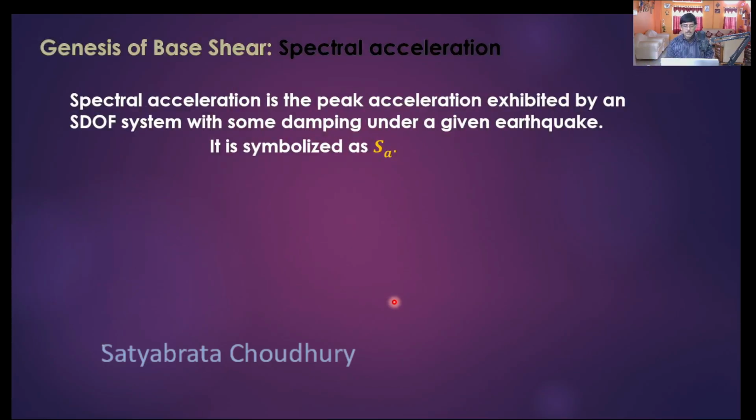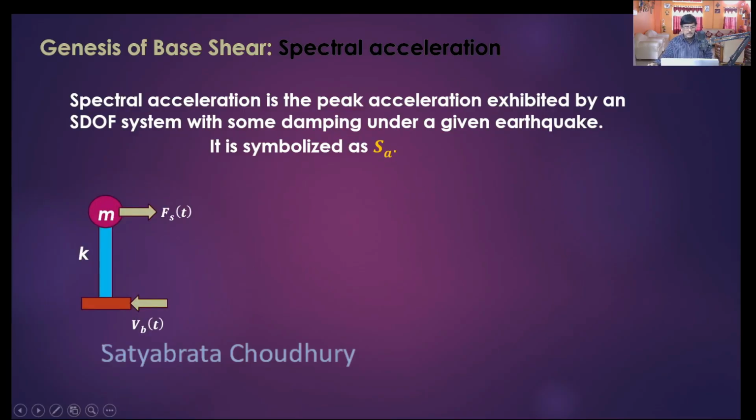Now spectral acceleration we shall be mentioning again and again. This word, the basis of the seismic design code, we shall be mentioning again and again. Spectral acceleration is the peak acceleration exhibited by a single degree of freedom system with sound damping under a given earthquake, symbolized by S suffix A.